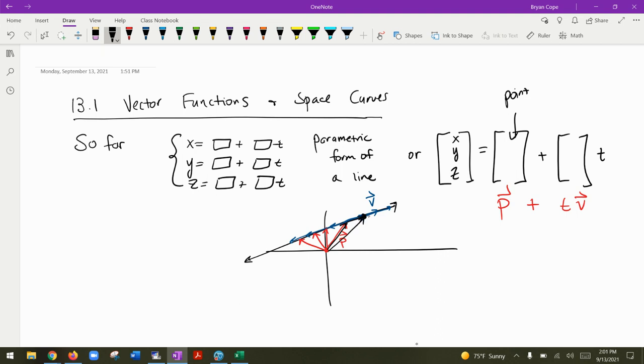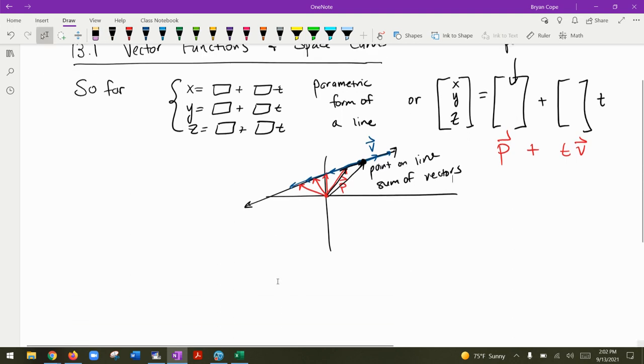So this is like, it's both a point on the line and it is a sum of vectors, right? It's a point if you think of it as a point, but it's also a direction to get there. We travel along the position vector and then travel along the direction vector, and we're on the line. So that's kind of what I want you to think as we begin talking about space curves. This idea of a vector pointing to a location on the line. Okay, so we've done that.